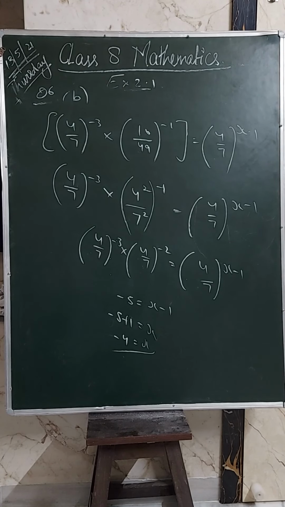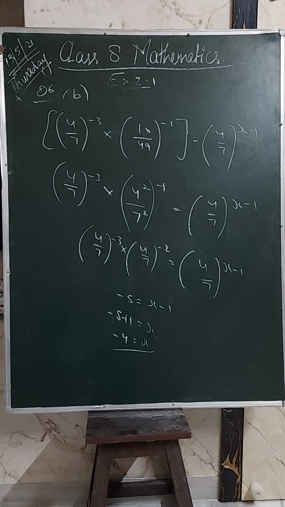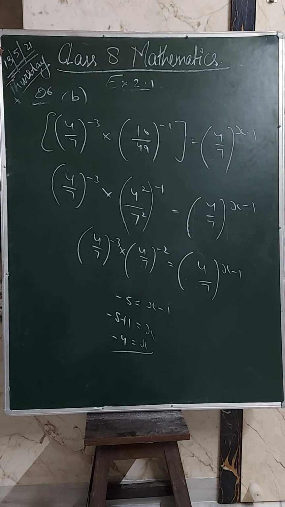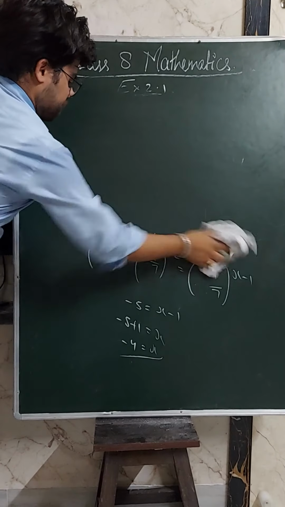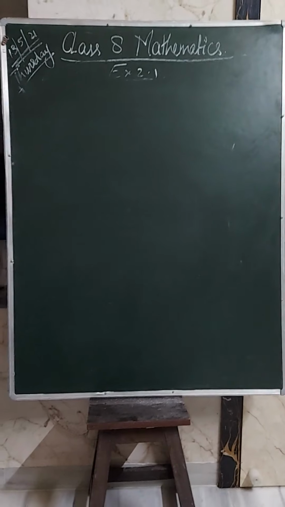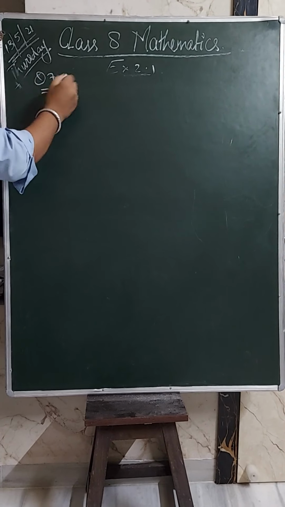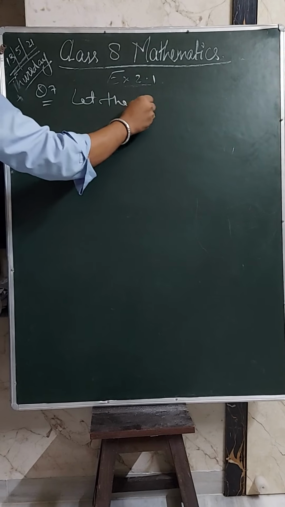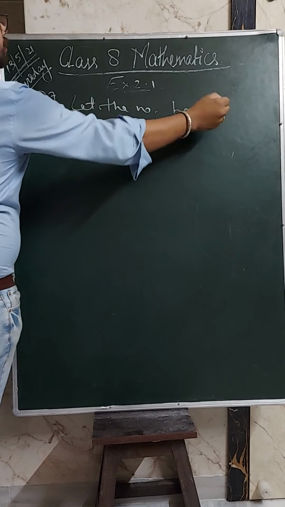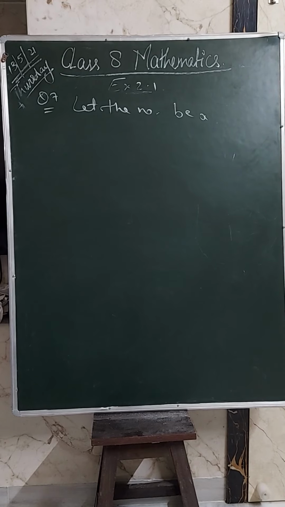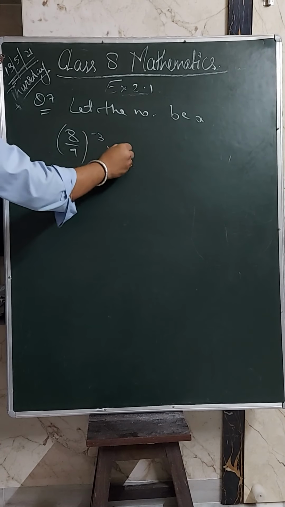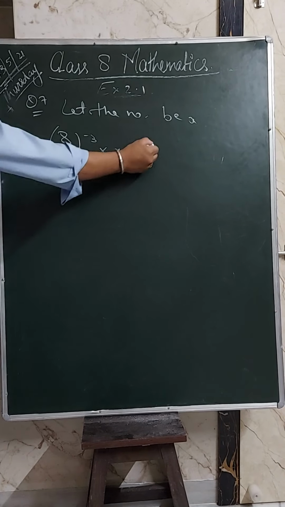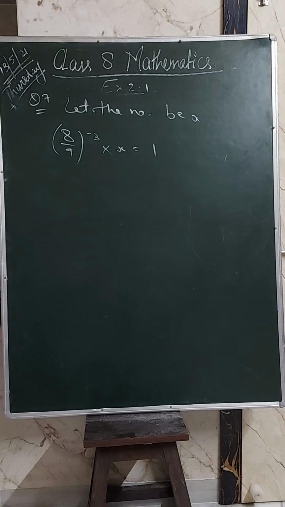Now question number 7th. The 7th question is, by what number should 8 upon 9 power minus 3 be multiplied to get the product 1? Okay, easy question. I will take the number to be x. He said if I multiply this number, let 8 upon 9 whole power minus 3 be multiplied by x, that we get the answer 1. So what is the value of x? This is what we have to find.